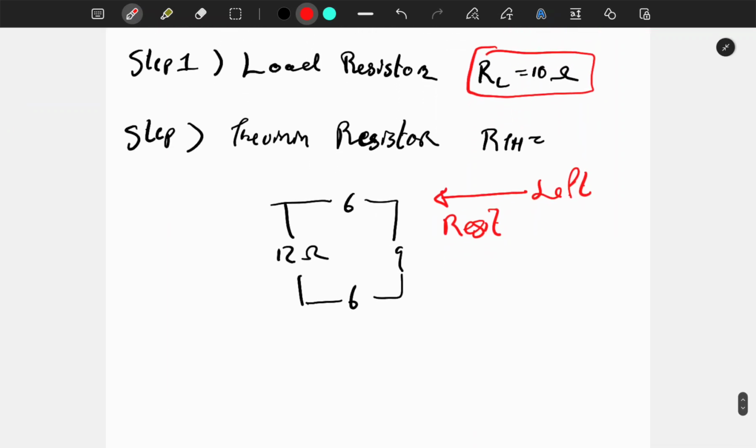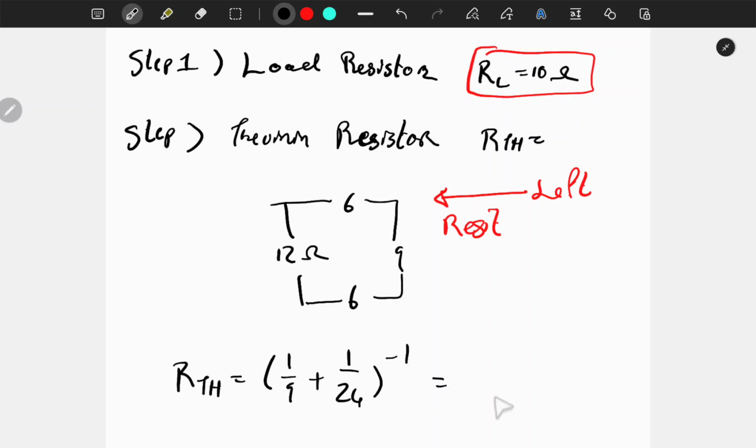So your Thevenin resistor is going to be 1 over 9 plus 6 plus 6 is 12 plus 12 is 24, so 1 over 24 to the minus 1, and your Thevenin resistor is going to give you an answer of 6.545 ohms. So this is 6.545 ohms.